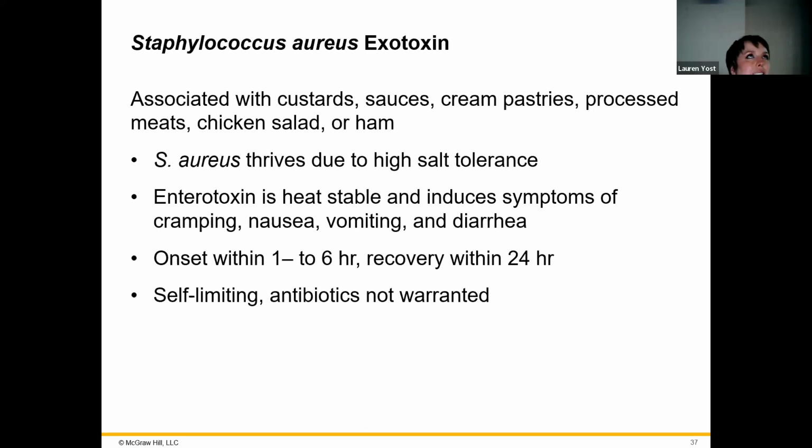Onset is usually within 1 to 6 hours of eating the food, but you will be clear of the signs and symptoms usually within 24 hours. So if you have a 24-hour stomach bug, it's usually staph. Like by far, it's usually staph. We will not treat this with antibiotics. Why? Because you're not infected. It's only the toxin. So it's a self-limiting presentation of disease. Once the toxin is gone, you don't have any risk of having any more illness.